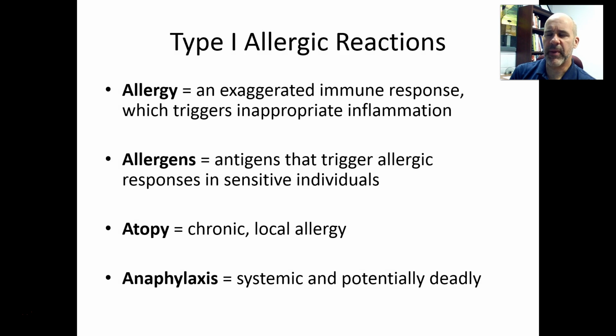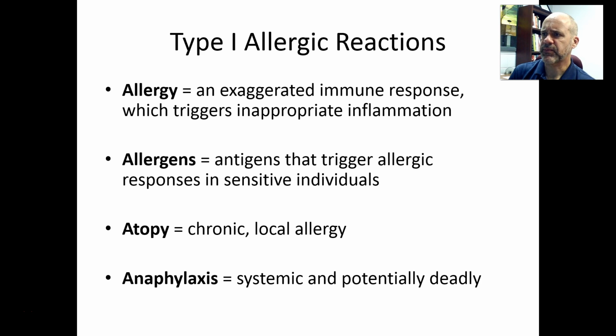All right, so let's talk a little bit more about type 1 allergic reactions and how those develop. An allergy, again, is some sort of an exaggerated immune response to something, and it triggers inappropriate inflammation, which can be anywhere from mild to extremely severe, depending on where it's happening and how strong it is. It's triggered by antigens that you get exposed to, but antigens that trigger type 1 allergic reactions can also be known as allergens.